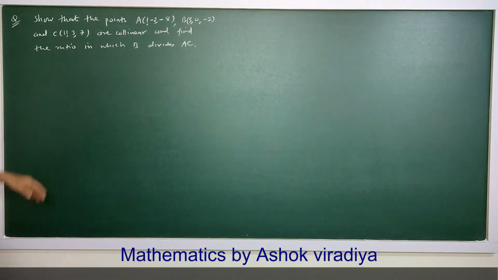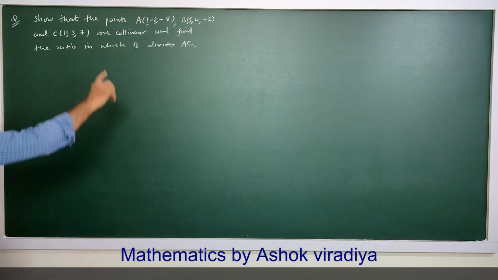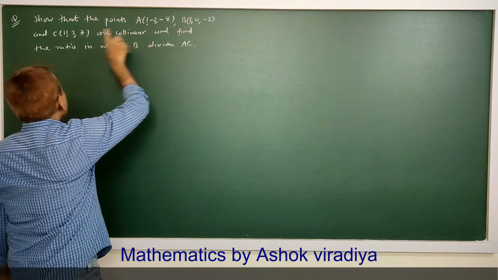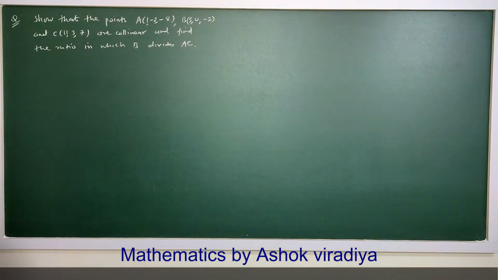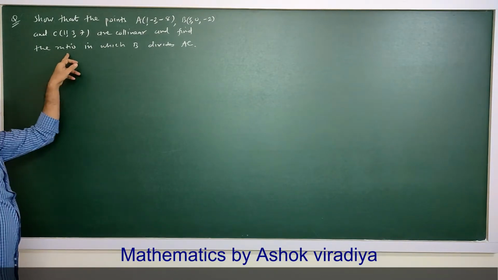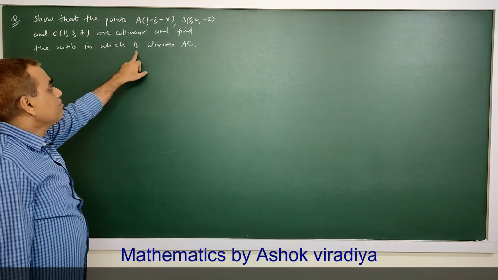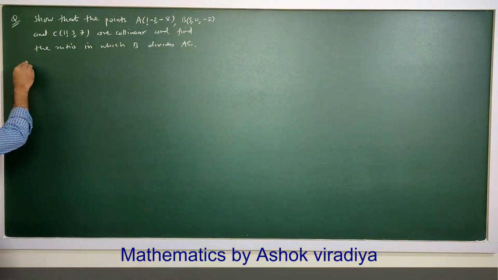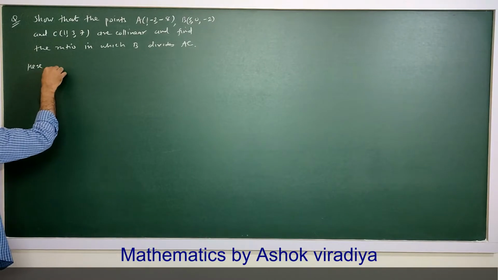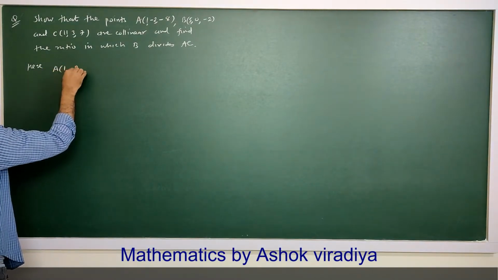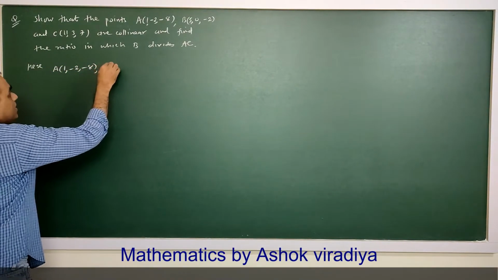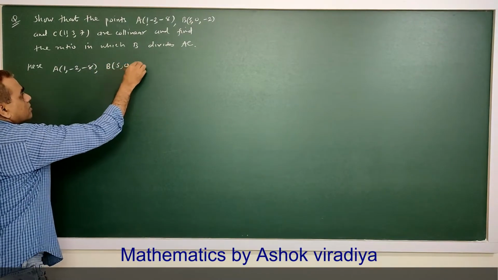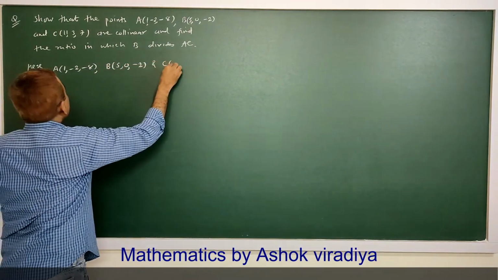Next question. Show that points A, B and C whose coordinates are given are collinear, and find the ratio in which B divides AC. Say here we are given the coordinates of A, B and C.